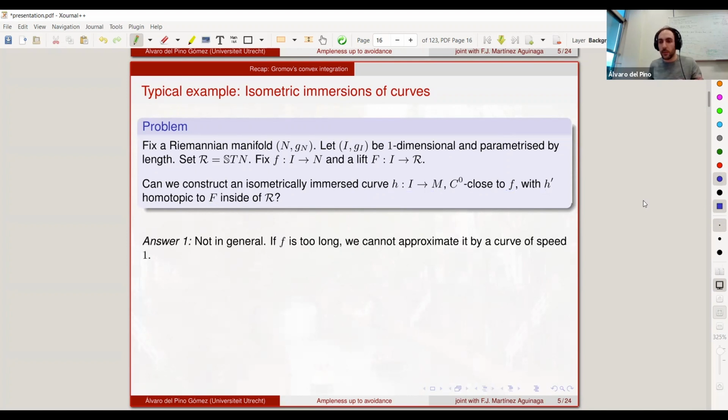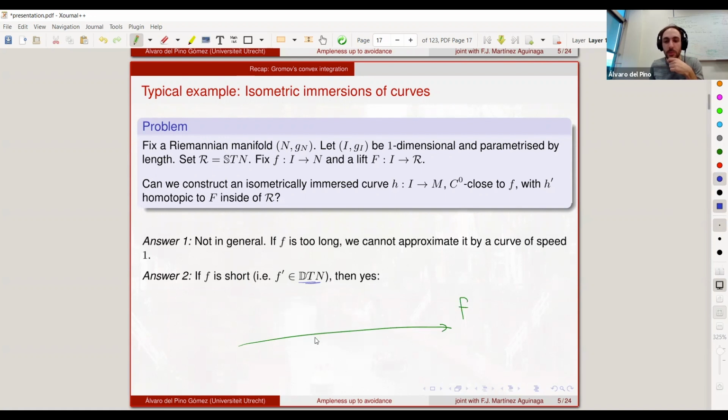The answer in general, of course, is no. The point is that you could have an f that is too fast. You could have an f that is just going across N at super high speed, and h is just trying to keep up at speed 1, but h is quite sad because it cannot go faster than 1. So it cannot follow f. The end. But more interestingly, if f is short, meaning that f prime is not too large, is at most unit length, then you can do it. And the proof is this picture.